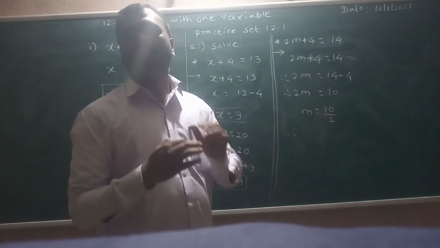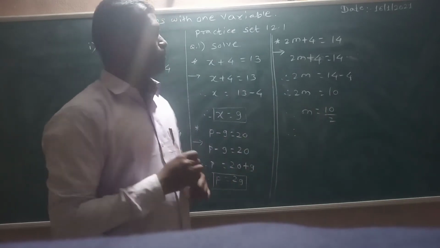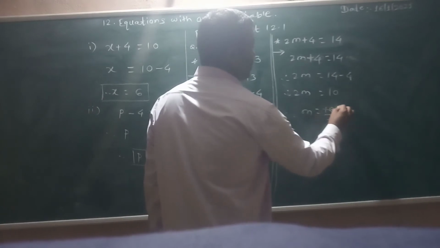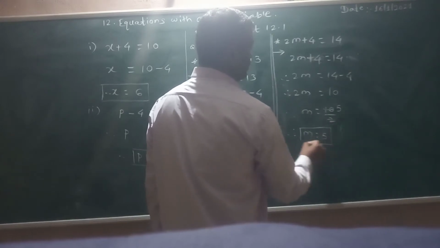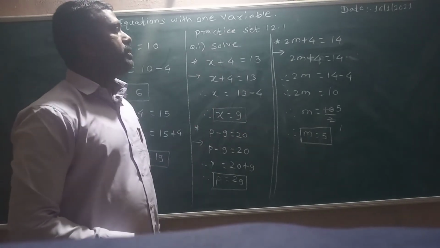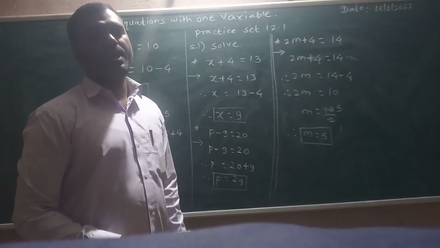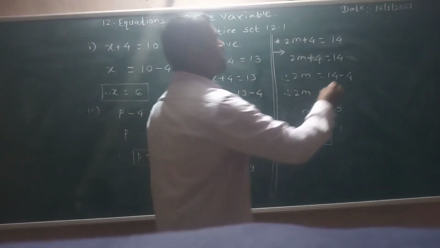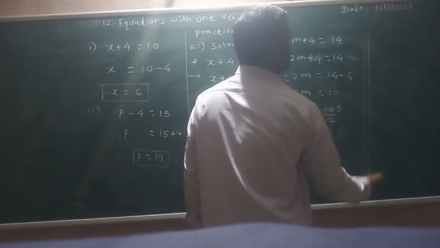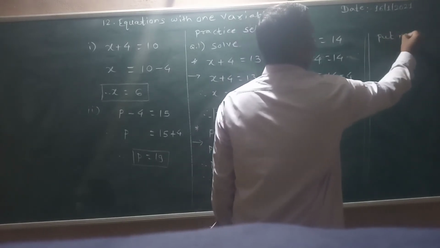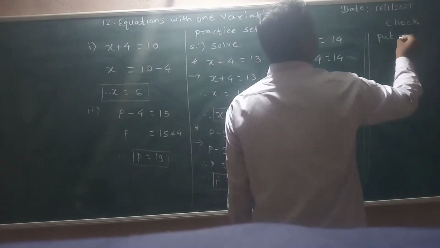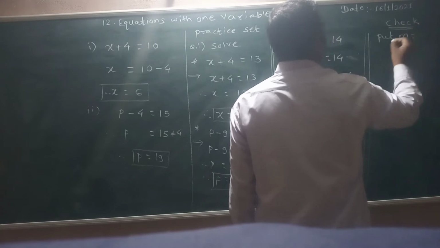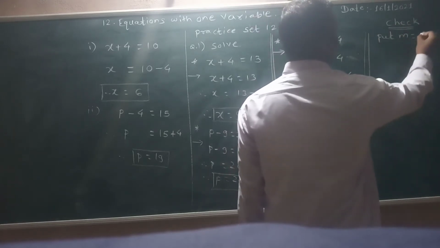2 and 10 both are in the table of 2, that is 2 1s are 2, 2 5s are 10. Therefore m is equal to 5 is the final answer. We can put m in the given equation and check whether our answer is correct or not. Let us see here. Put m is equal to 5.